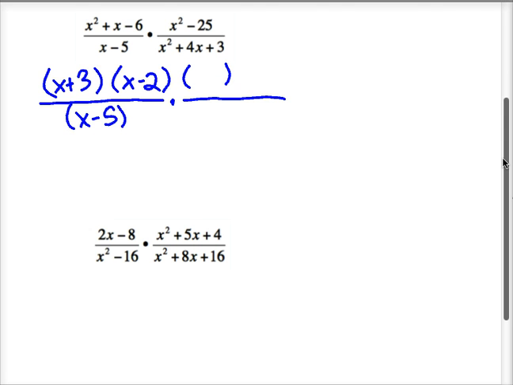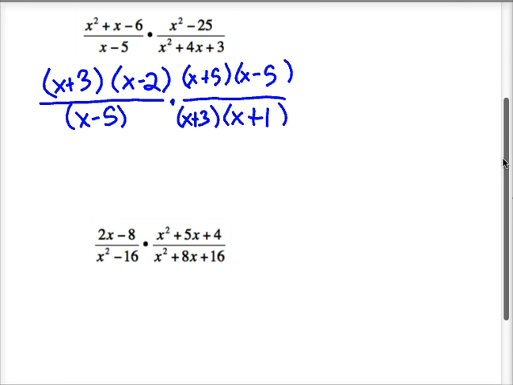The top of the next one, x squared minus 25. That is another one of those difference of squares patterns. Plus minus relationship, you get x plus 5, x minus 5. And then on the bottom, x squared plus 4x plus 3. Well, that's going to be x plus 3, x plus 1. So again, first step, factor everything, all right? Everything in the problem must be factored.